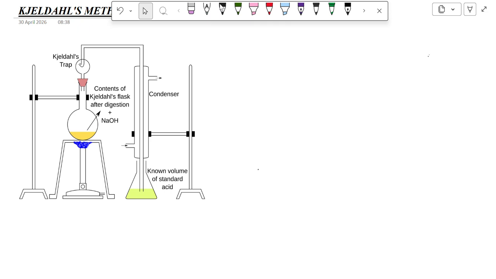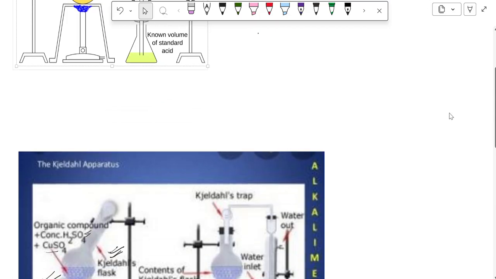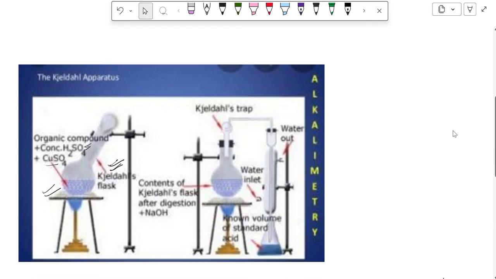In today's video, we will discuss Kjeldahl's method of nitrogen estimation in organic compounds. In Kjeldahl's method, first of all, we treat our organic compound with concentrated H2SO4 and CuSO4 as well as with potassium sulfate.